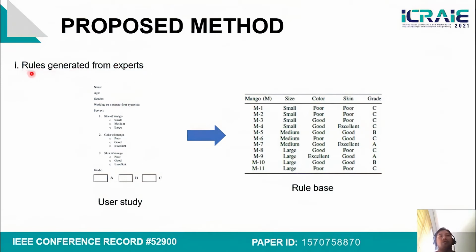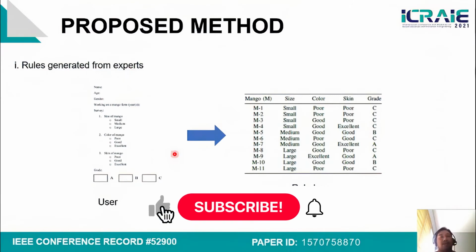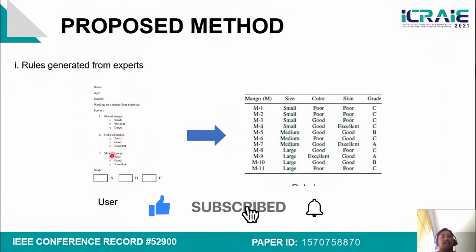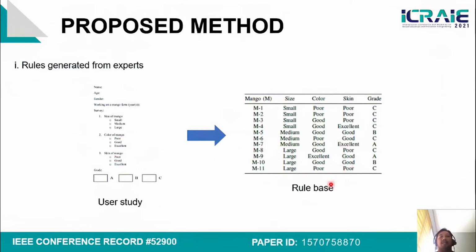First, the rules are generated from the experts. We ask the 5 experts to rate the 11 mangoes based on their size, color, and skin, and then we extract all the answers and put them together into the rule base. Here is an example of a rule base from expert 1 for 11 mangoes, M1 until M11. For example, expert 1 gives a rating for M1: the size is small, the color is poor, and the skin is poor.